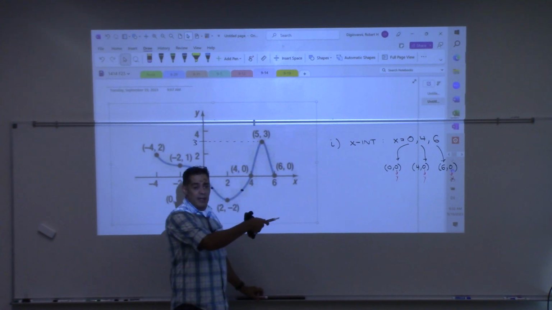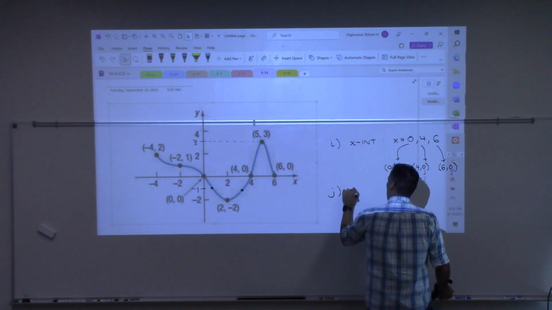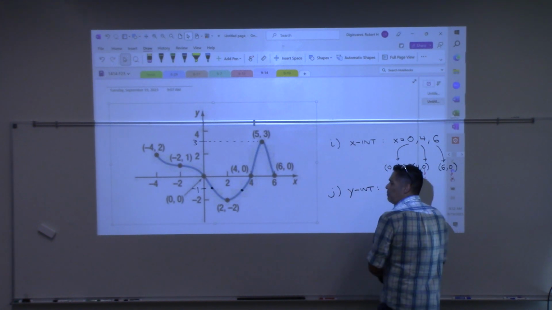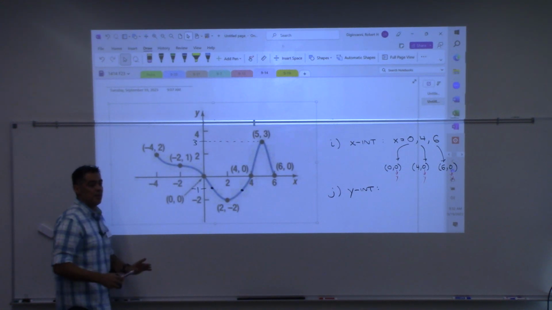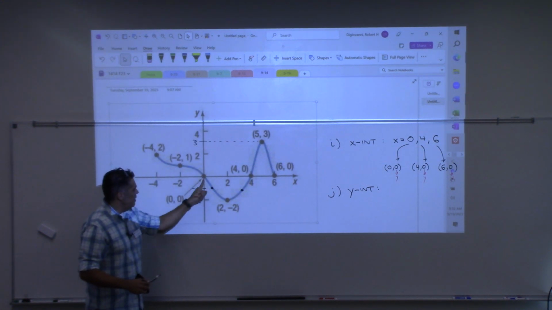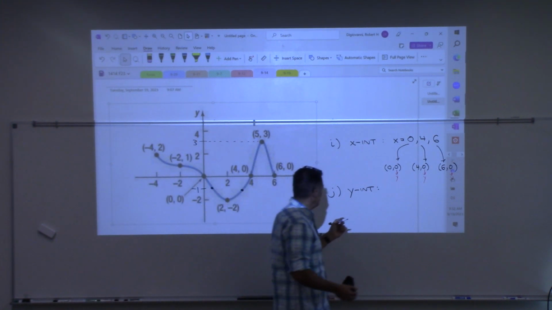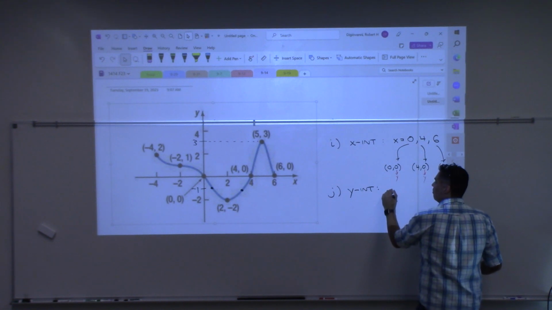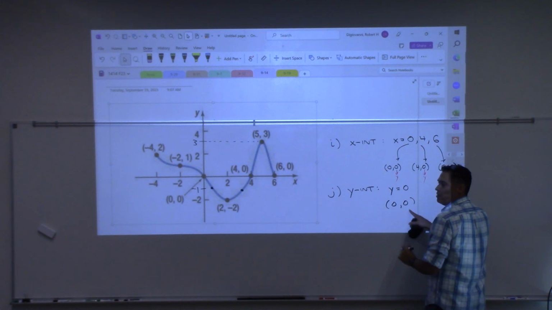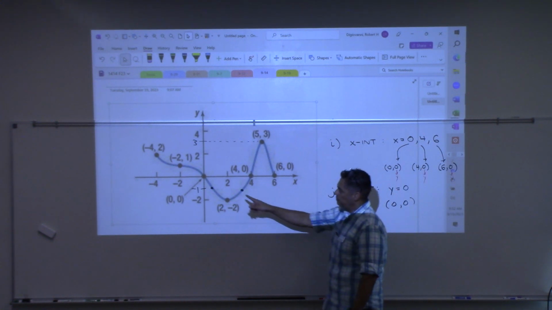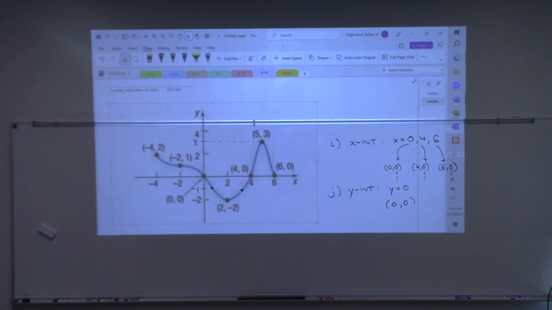As opposed to y-intercepts, which is part J, a y-intercept is any point where your x is 0. Do you see any places where your x is 0? Right here, right there. That's the only point where I cross the y-axis. So the y-intercept would be at y equals 0, or if you wanted to, you could write it as the point (0, 0). This point. All right, questions there?